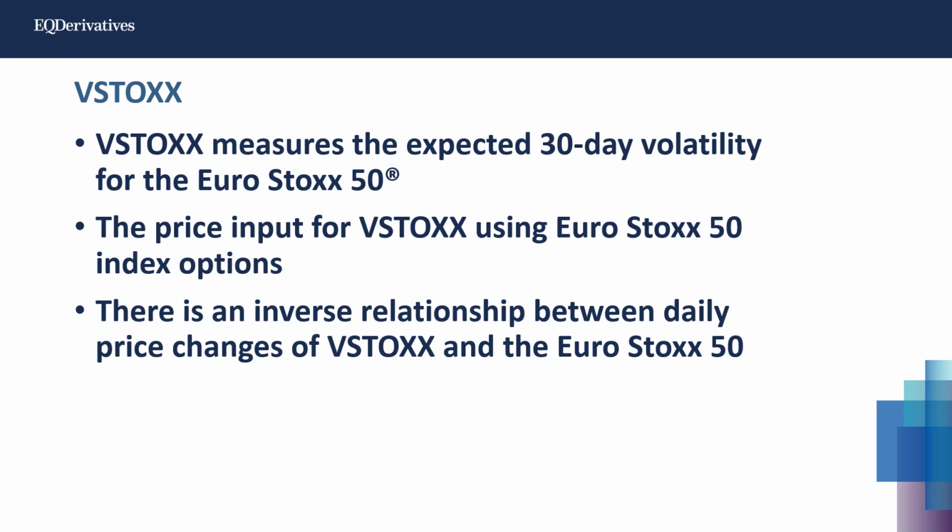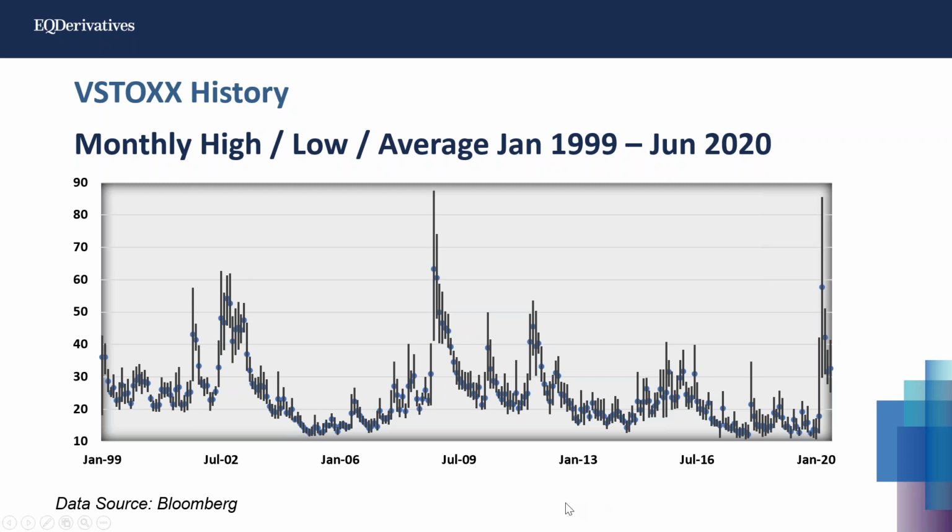And like any broad-based index volatility, there is an inverse relationship between the daily price changes of VSTOXX and the EURO STOXX 50. One of those old Wall Street phrases is, stocks take the stairs up and the elevator down. VSTOXX is kind of the other way around: it takes the stairs down and the elevator up, and tends to move very quickly to the upside.